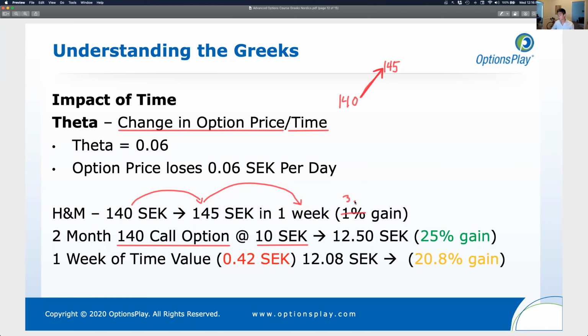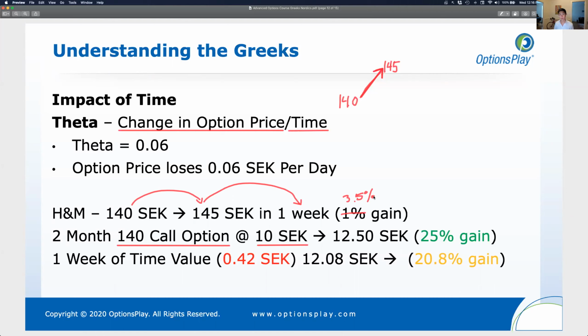Actually, this is a typo. This should say 3.5% gain. So the stock moves 3.5% higher in 1 week. So what we have to do is add 2 pieces to the equation. Number one, we have to calculate delta, which is what we did before. So it goes from 10 crowns to 12.5 crowns.